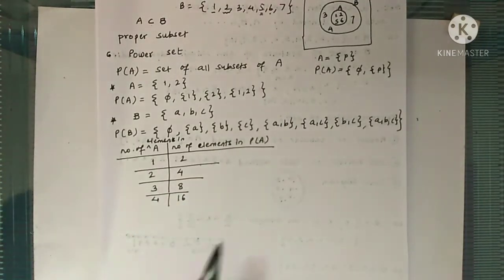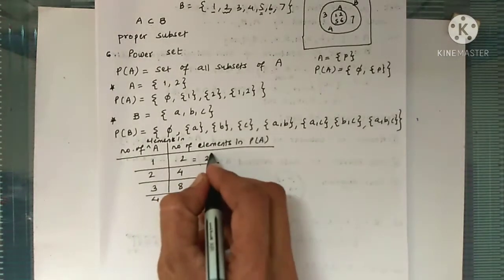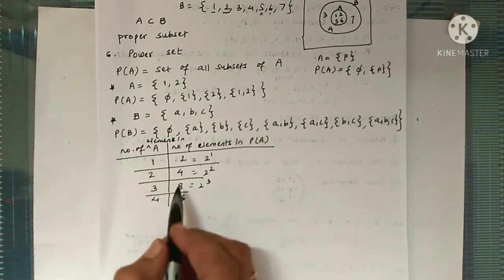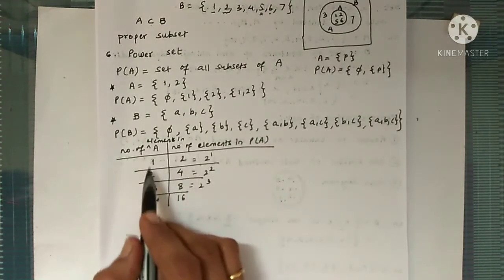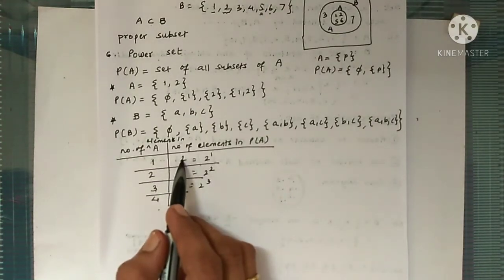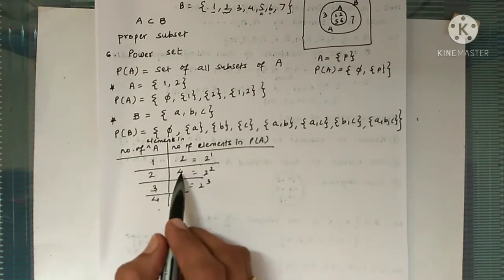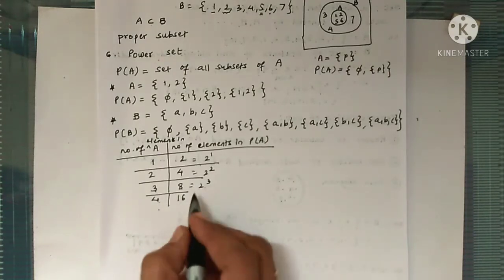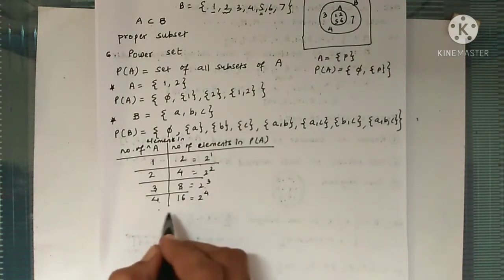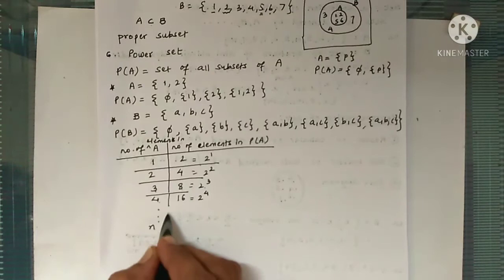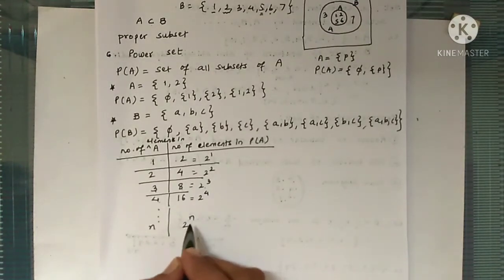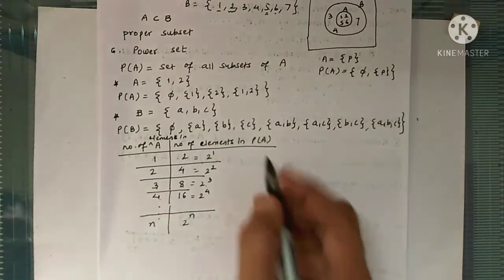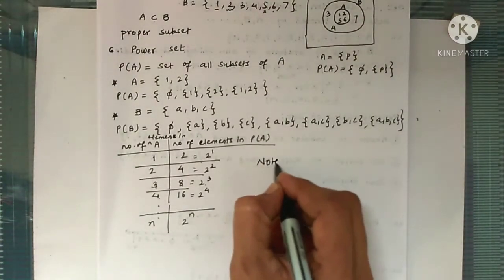The next is 32. So you can see here that this is 2 raised to 1, this is 2 square, this is 2 cube. We should relate this number to these numbers. So it is 2 raised to 1, 4 means 2 raised to 2, 8 is 2 raised to 3. If it is 4, then it is 2 raised to 4, and so on. If A has n elements, then the power set has 2 raised to n elements. So this is our note.